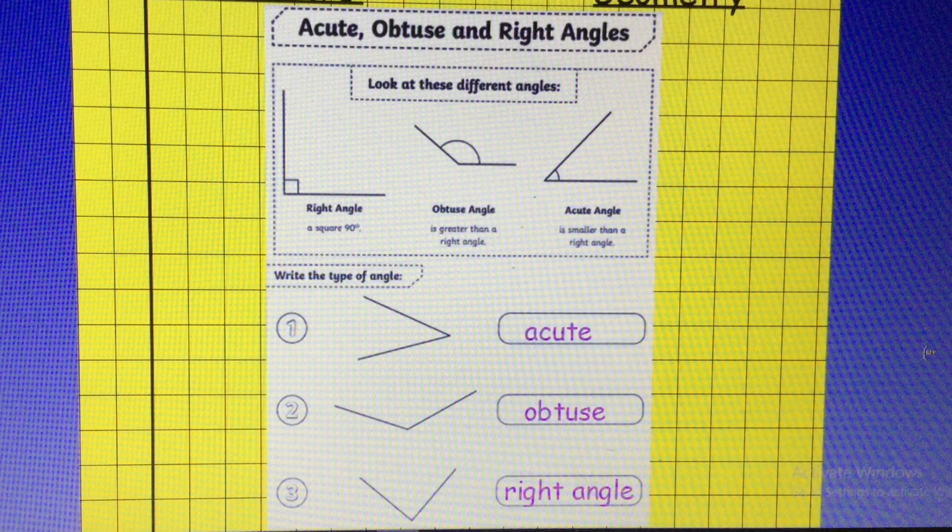And here are your answers for geometry. Number 1 is acute, number 2 is obtuse, and number 3 is a right angle. 3 was a little bit tricky because they tipped it on its side and it looks slightly different to the picture in the example, but it's still a right angle. We could still draw a square using those lines there, and it would still have a 90-degree angle between the lines.